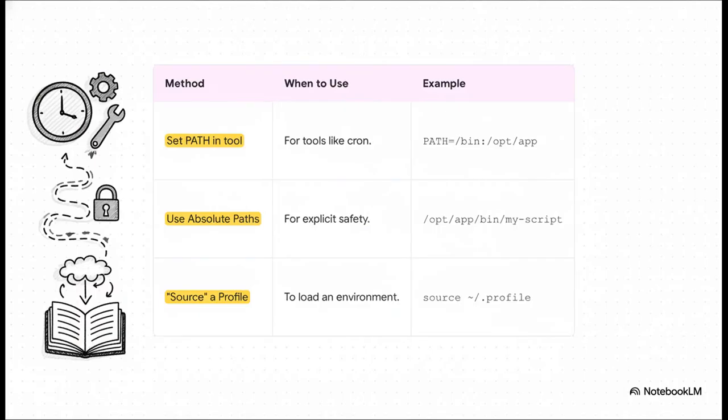So here are three solid ways to fix this. First, a lot of tools, cron is a good example, will just let you set the PATH right in their own configuration file. Easy enough. Second, probably the simplest and most bulletproof solution, is to just use the full absolute path to your command. That way you're not even relying on the PATH variable at all. And third, you can actually tell your script to load an environment for itself by using the source command to pull in a profile file.